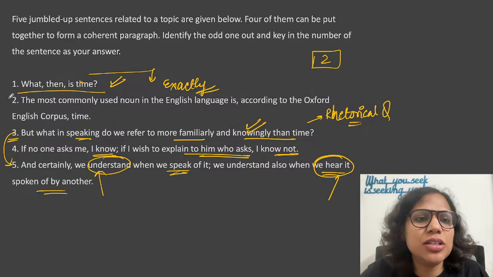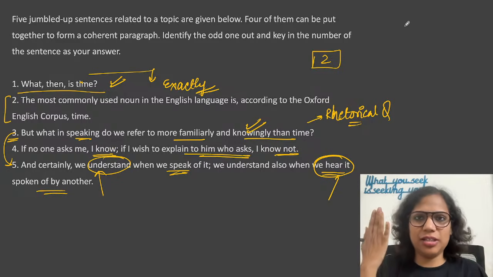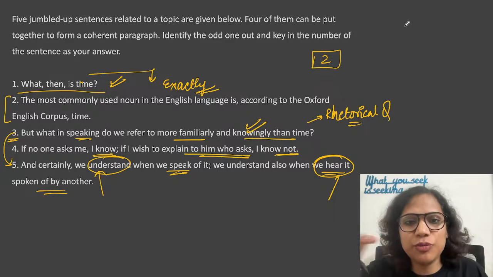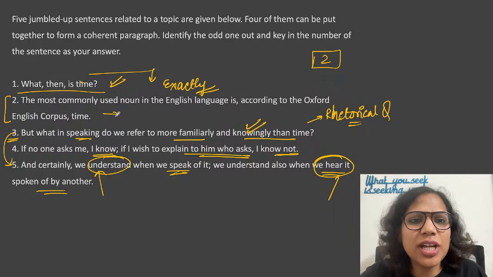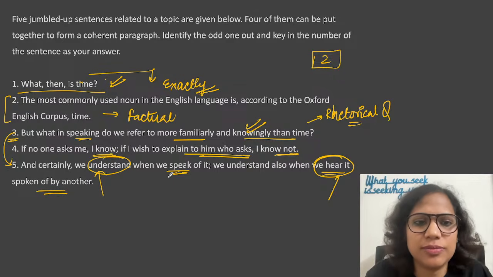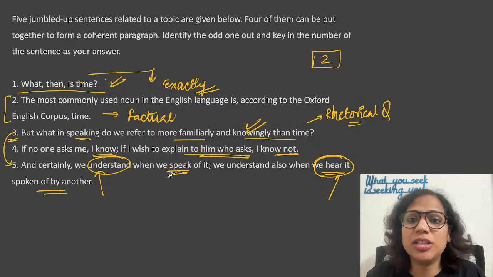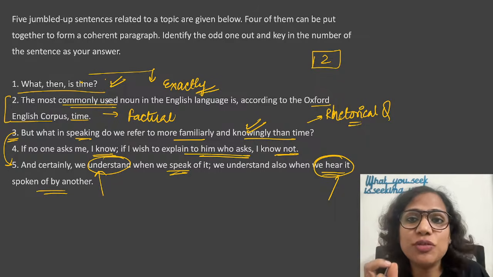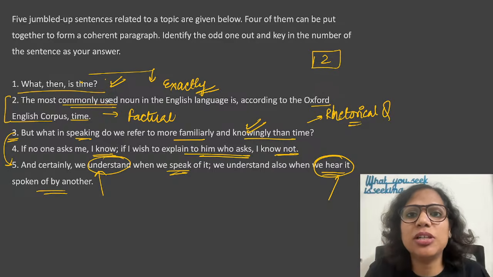And see here, if you looked at it from a distance, हम खो गए I think इसके अंदर because of the questions. But if you looked at it from a distance, look at the kind of sentence this is. Too factual, not analytical at all. Isn't it? The most commonly used noun in the English language is, according to the Oxford English Corpus, time. I understand that it is establishing that it is a commonly used word, but my point of discussion here is not simply whether it is commonly used or not.